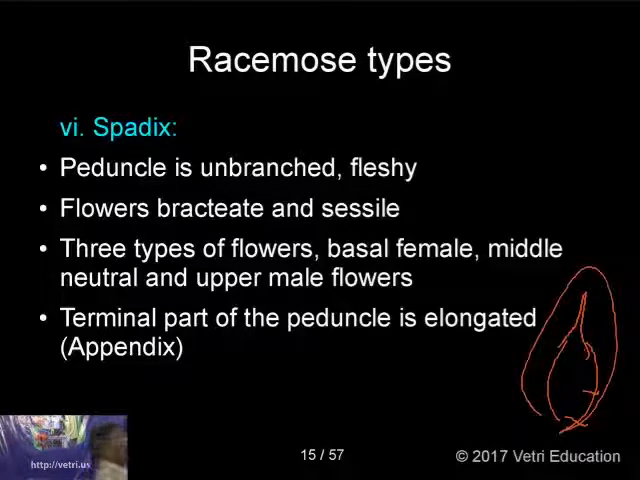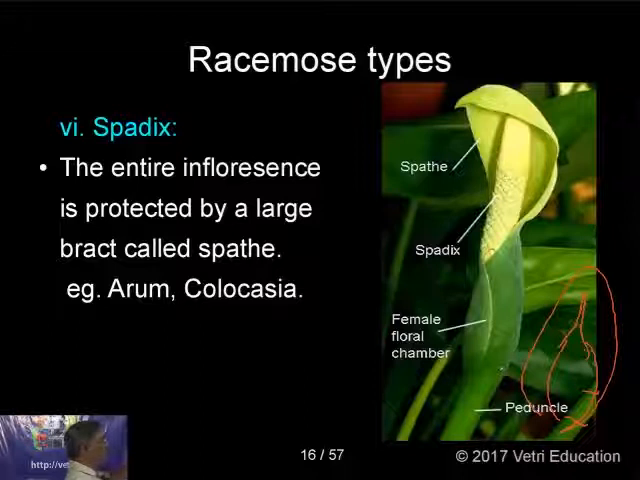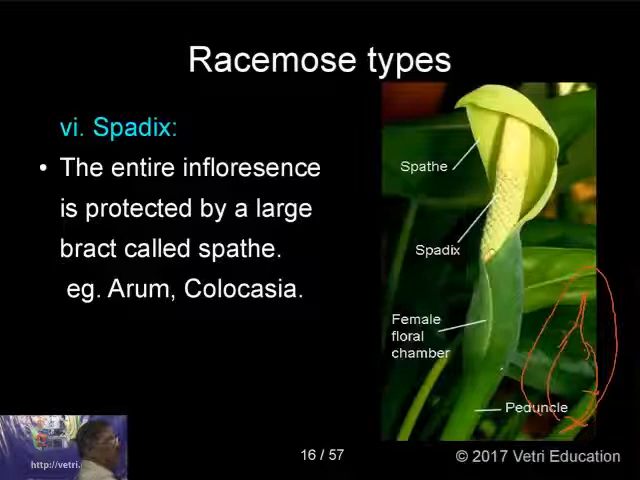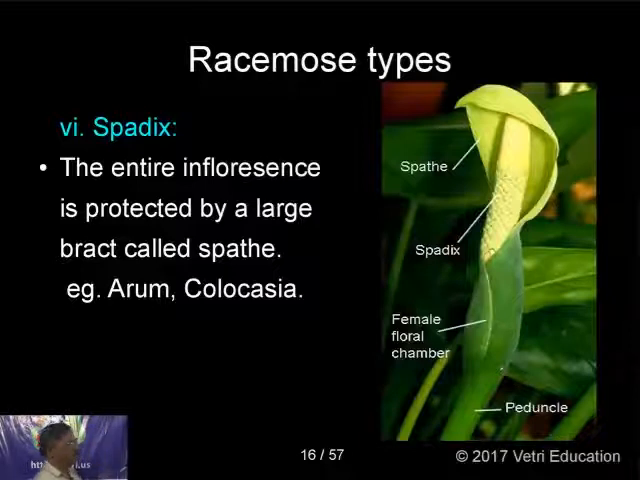I will show the diagram and also a photograph. On the next page you can see very clearly the spadix. The entire inflorescence is protected by this green colored spathe. You can find yellow color here, green color here, completely enclosing the inflorescence axis. In the inflorescence axis, on the lower side you can find female flowers, in between neutral flowers, and above male flowers. You can find this in Arum and Colocasia plants. You can find this type of inflorescence, spadix.